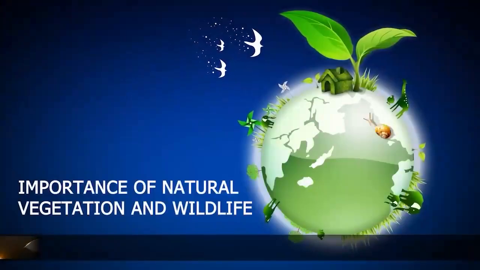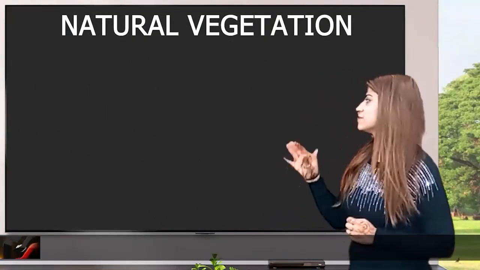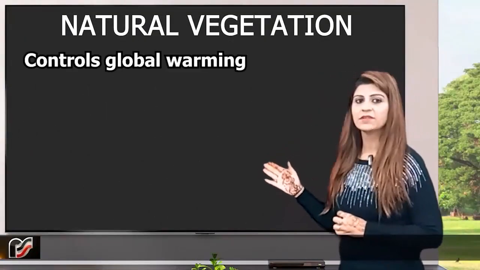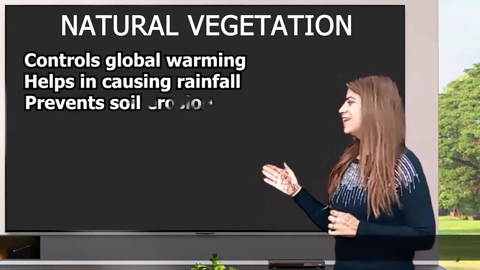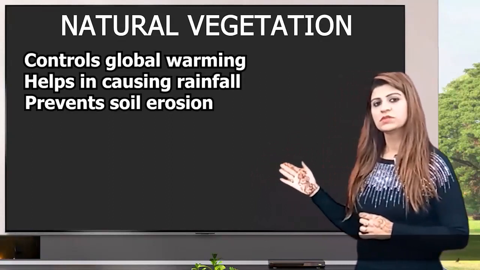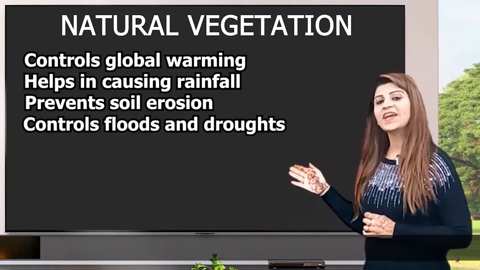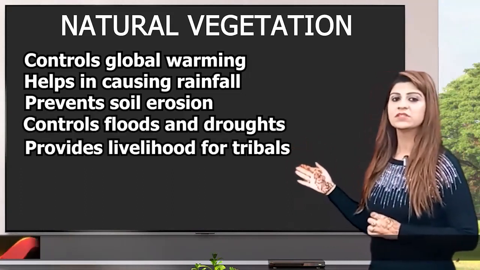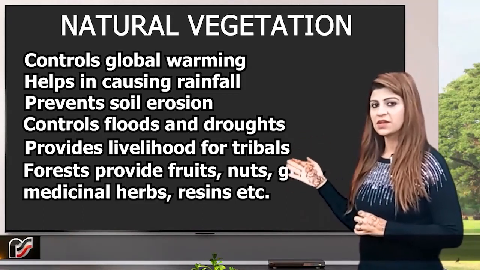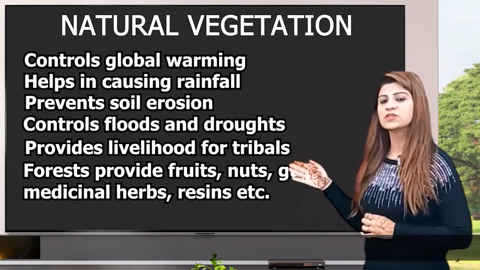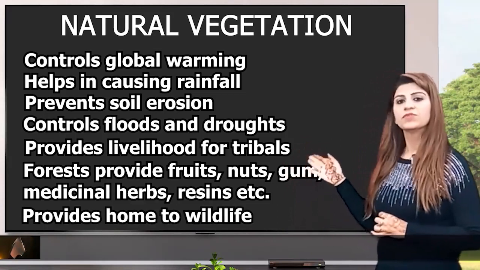Importance of natural vegetation and wildlife. Natural vegetation controls global warming, helps in causing rainfall, prevents soil erosion, controls floods and droughts, provides livelihood for tribals. Forests provide fruits, nuts, gum, medicinal herbs, raisins, etc. Provides home to wildlife.